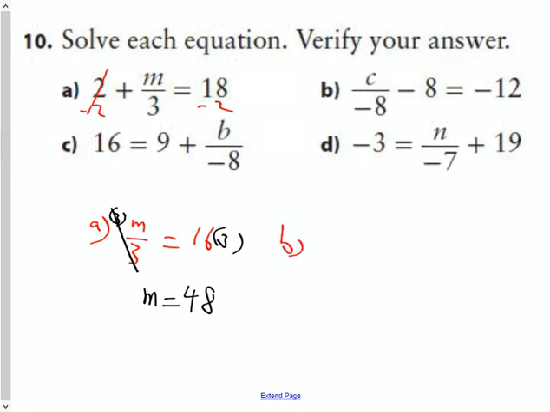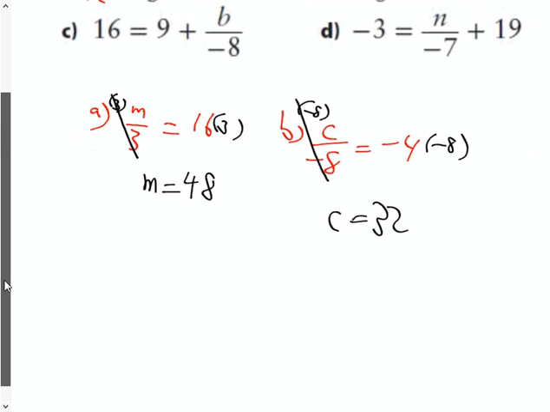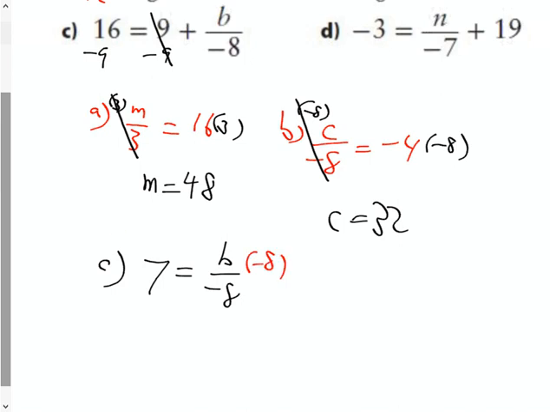For b, the first thing we're going to do is add 8 to both sides to get rid of your constant. I have c over -8 equals -4 left. Multiply both sides by -8 to get rid of dividing by -8. And c will equal a positive 32. In question C, first thing I do is subtract 9 from both sides. 7 will equal b divided by -8. Multiply both sides by -8. And b will equal -56.